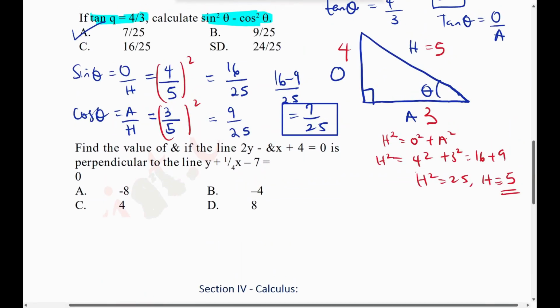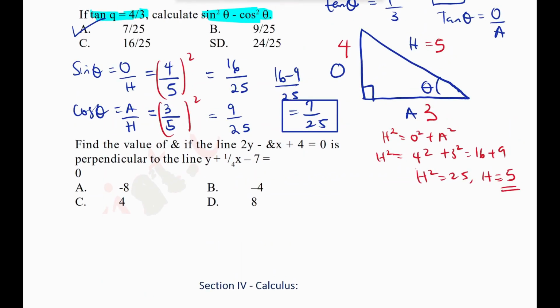The next question here says find the value of this symbol, which I think we can just represent with any other letter. Let's call it B. So find the value of B if the line 2y minus bx plus 4 is equal to 0 is perpendicular to the line y equals 1 over 4x minus 7.